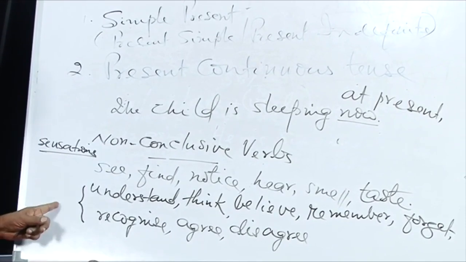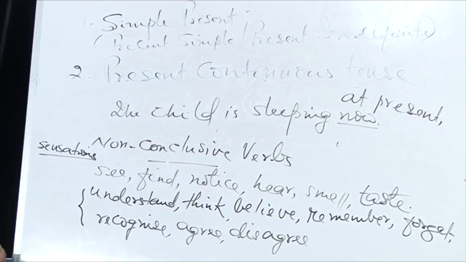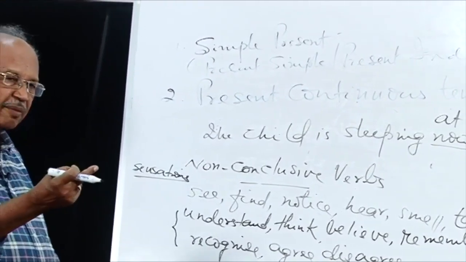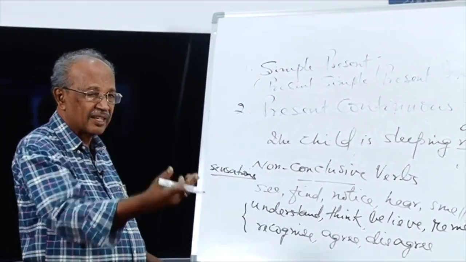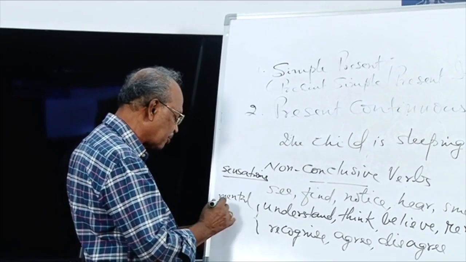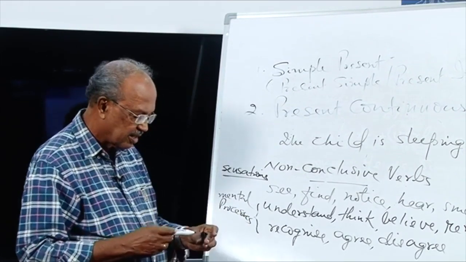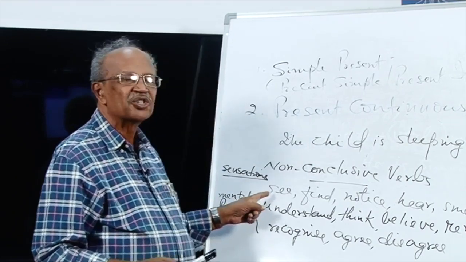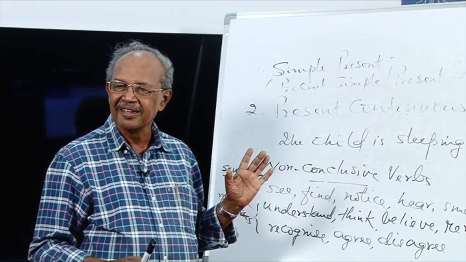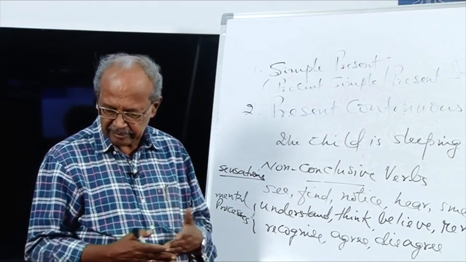These are actions of the mind. They are known as mental processes. M-E-N-T-A-L. Mind adjective is mental. Mental hospital, mental. Mental processes. Means you cannot stop any of these actions. Okay. See, these actions go on forever, no stopping.